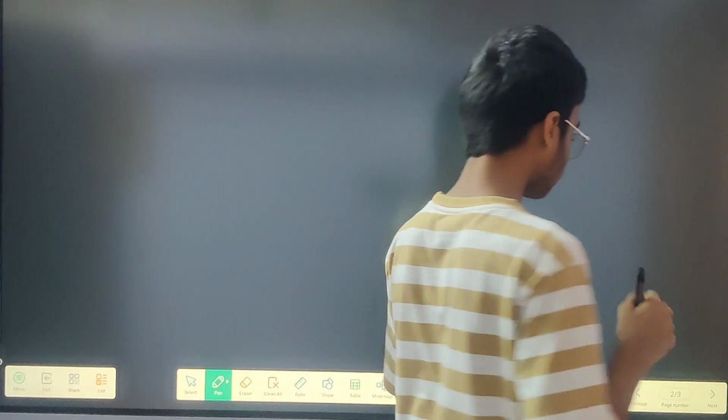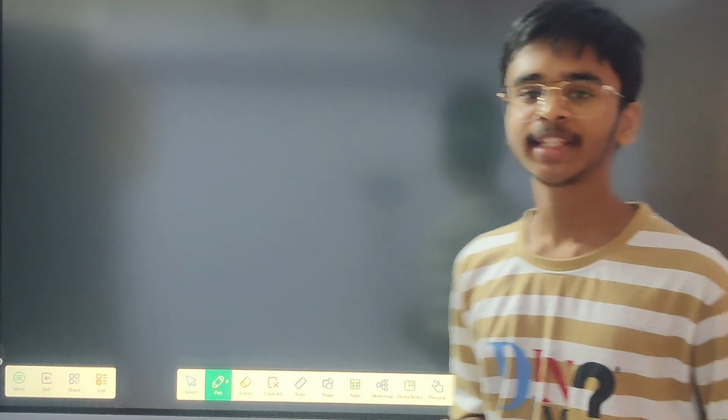Okay, coming to some laws. There are some laws that have been given by a few scientists. A lot of scientists are there. First is the right hand thumb rule.